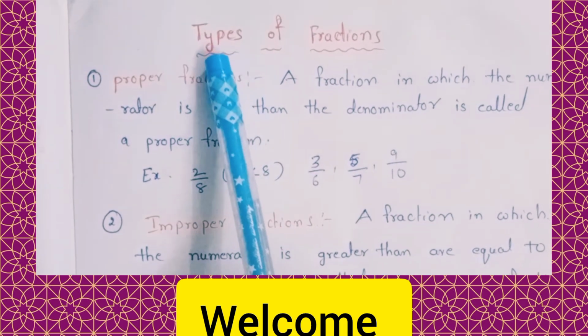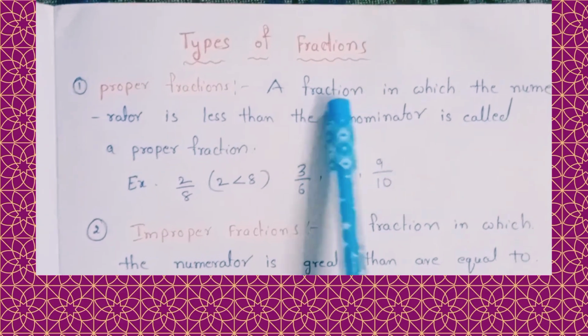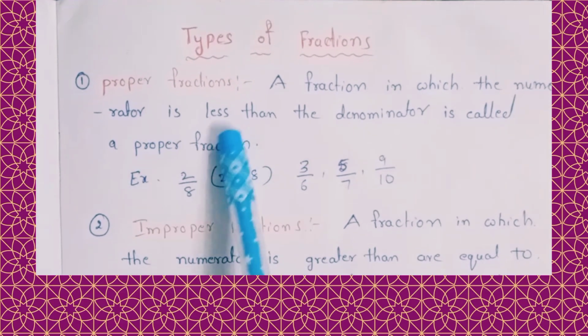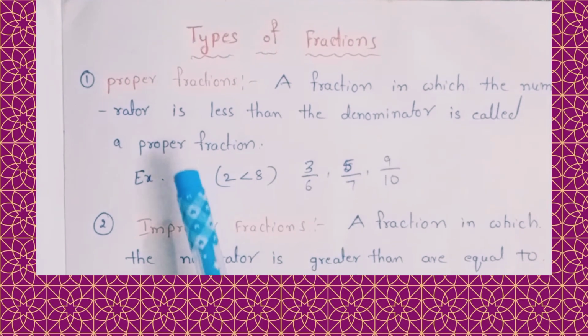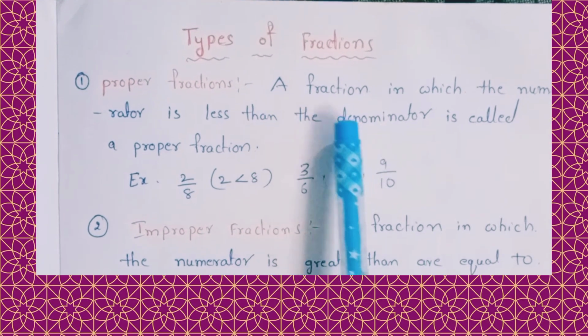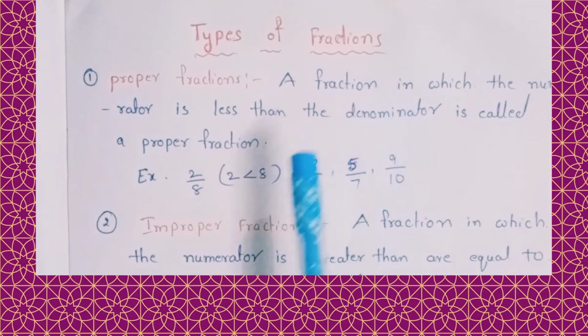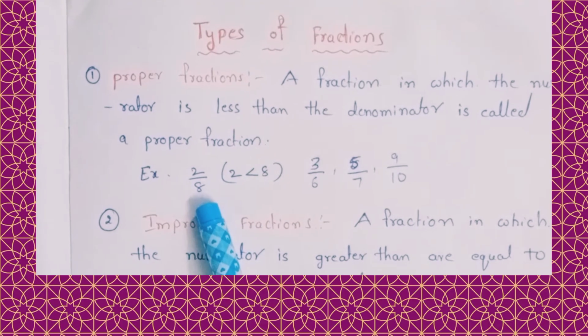Today I will explain types of fractions. First one is proper fraction. A fraction in which the numerator is less than the denominator is called a proper fraction. What is the meaning of proper fraction? A fraction in which the numerator is less than the denominator.